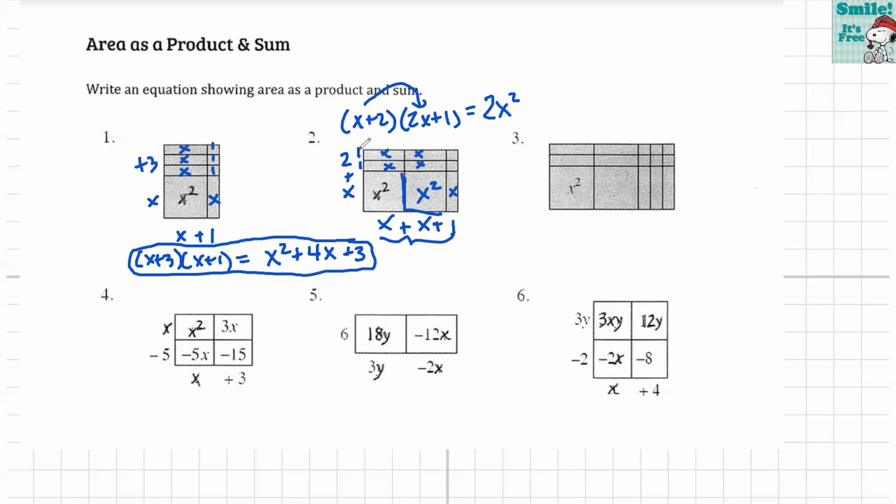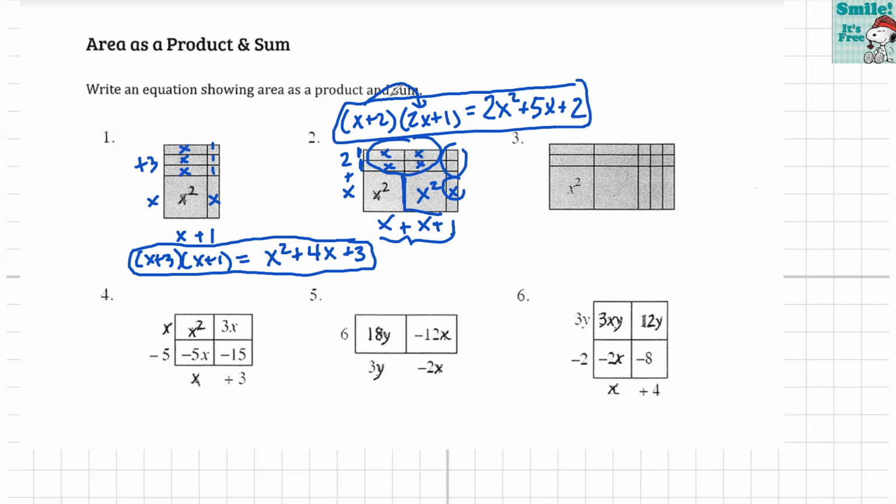Right here? Because there's 1, 2. So I added these together. A 1 and a 1 make 2. Okay. And then how many x tiles? Next we count how many x tiles there are. There's 5 x tiles. And how many little baby unit tiles do we have? Plus 2. 2 little babies. There we go. So product sum.